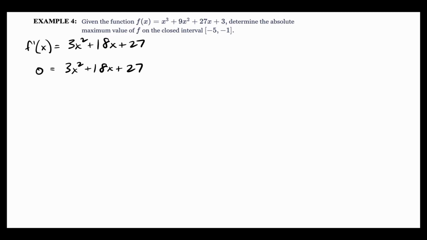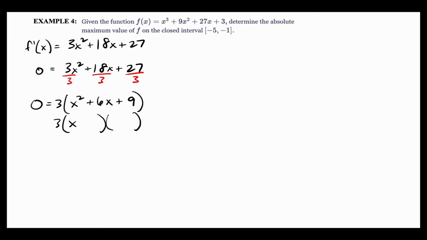Okay. It's already equal to 0. It's got a GCF, so I'm going to divide by the GCF. That leaves x squared plus 6x plus 9. So now I need to find the two numbers that multiply to be 9, but add up to be 6. Plus 3 and plus 3.